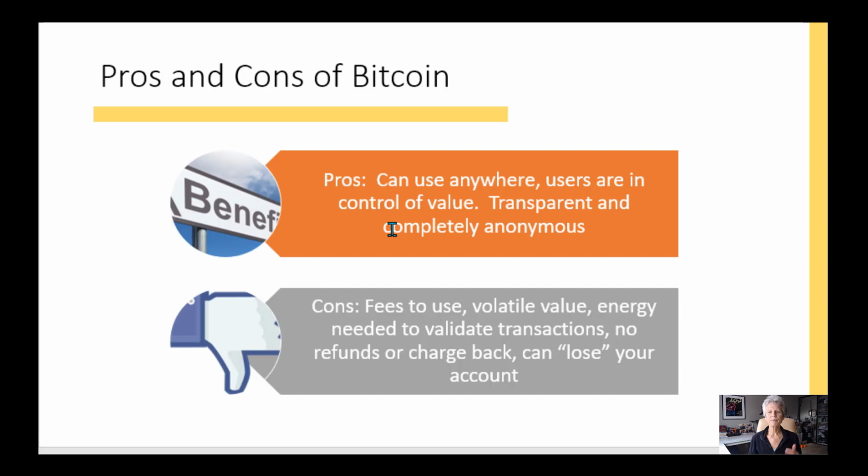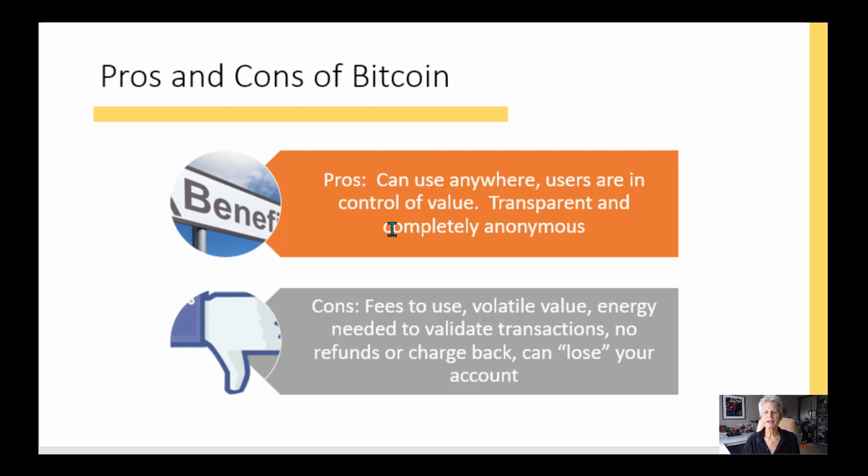There's some definite pros and cons of Bitcoin. Of course, some of the pros of using it, you can use it anywhere, and users are in control of the value. It's transparent and anonymous. Now, there are cons. There are fees to use, and sometimes these fees can be pretty high. I mean, they have to pay those miners in order to mine it. It's very volatile.